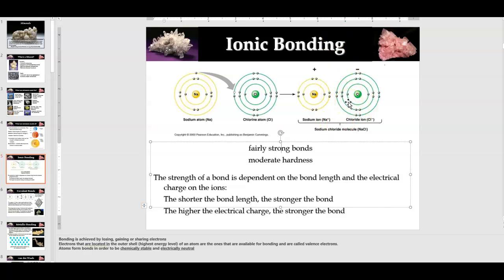Now, sodium by itself is a very reactive metal. Chloride by itself is a very reactive gas. Put them together and it's inert. It doesn't have much of a reaction at all, right? And so that's what we call an ionic bond.